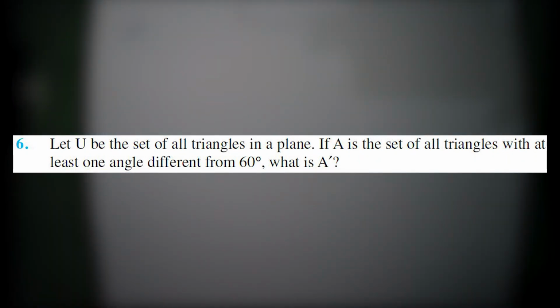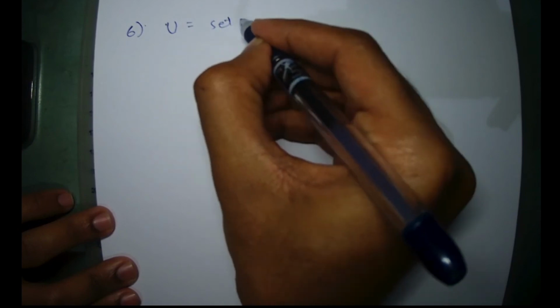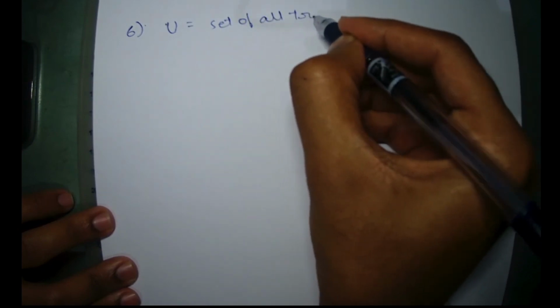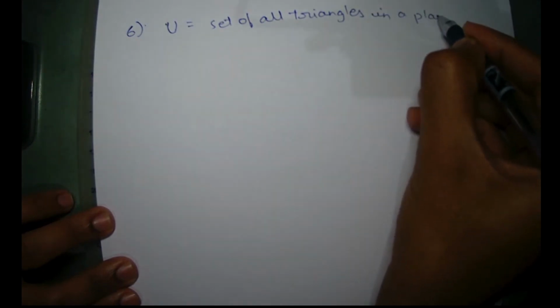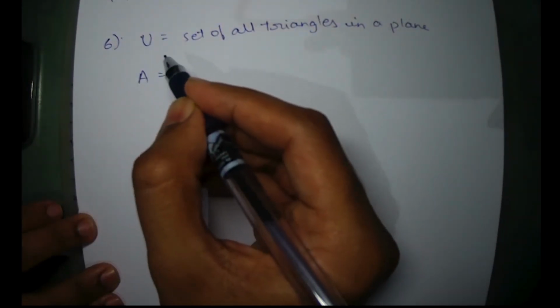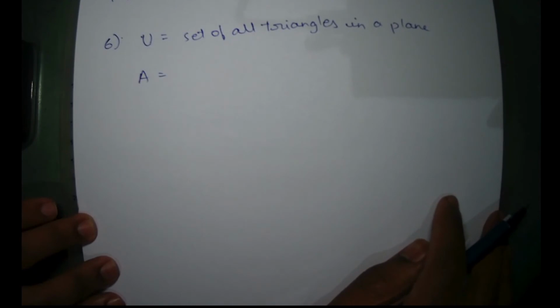So let U be the set of all triangles in a plane. So U, the universal set, is all triangles in the plane. If set A is the set of all triangles with at least one angle different from 60 degrees, what is A dash? So it is given that U is the set of all triangles in a plane. A is the set of all triangles with at least one angle different from 60 degrees.